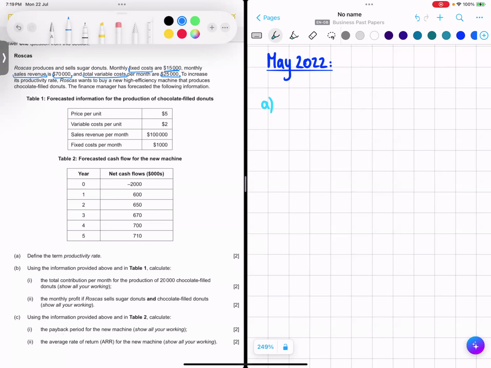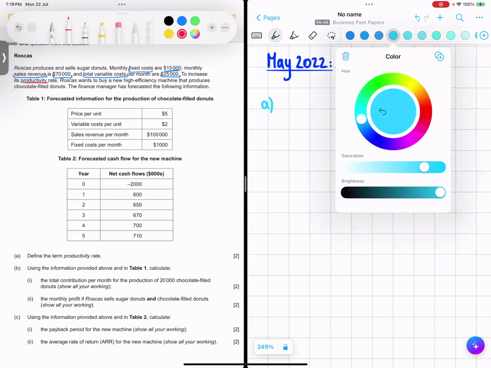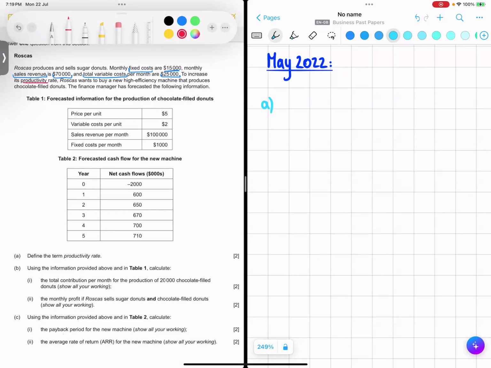To increase its productivity rate, this is a key word in the syllabus, Rosgas wants to buy a new high-efficiency machine that produces chocolate-filled donuts. The finance manager has forecasted the following information. Keep in mind that we're following the 2024 syllabus, and these are all applicable to the new syllabus. Now, the productivity rate isn't a definition as such, but we should know what it is, and it is in the book. So anyways, let us begin.